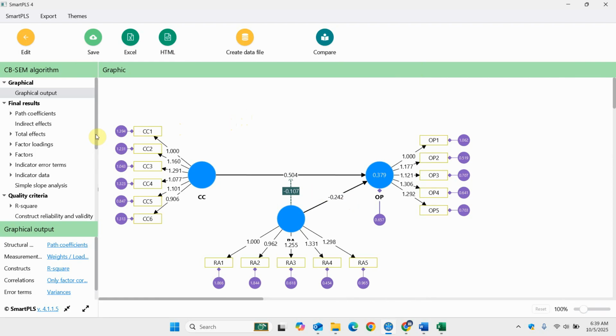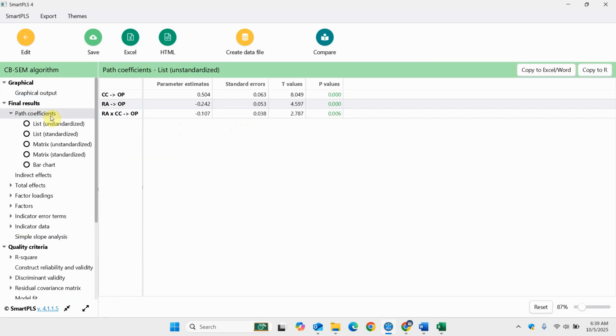Once we run the model, we have to go to path coefficients. And if you look here, these are our results. So whether role ambiguity moderates the relationship or not, well, it does moderate the relationship. The results reveal that the interaction effect, the moderating role of role ambiguity, is negative. This shows that it weakens the relationship.